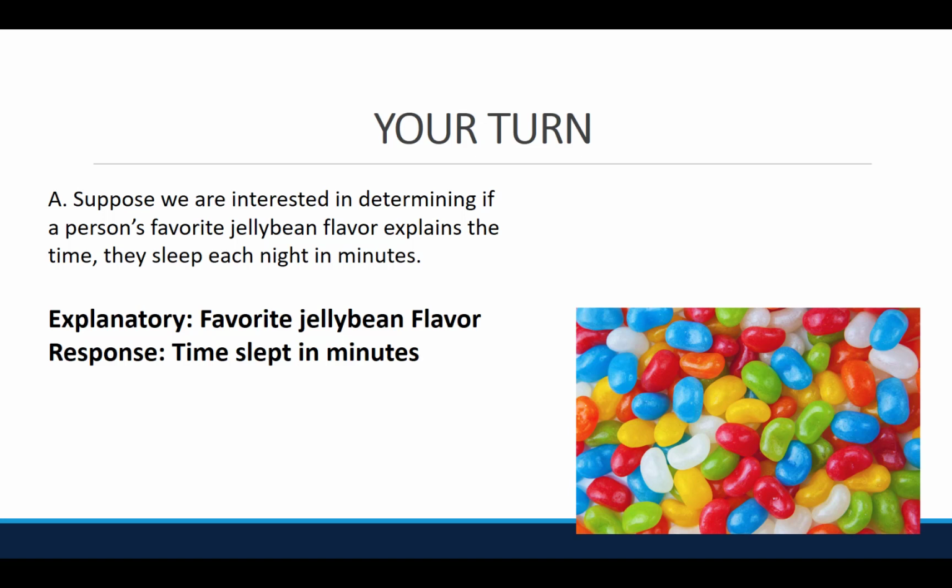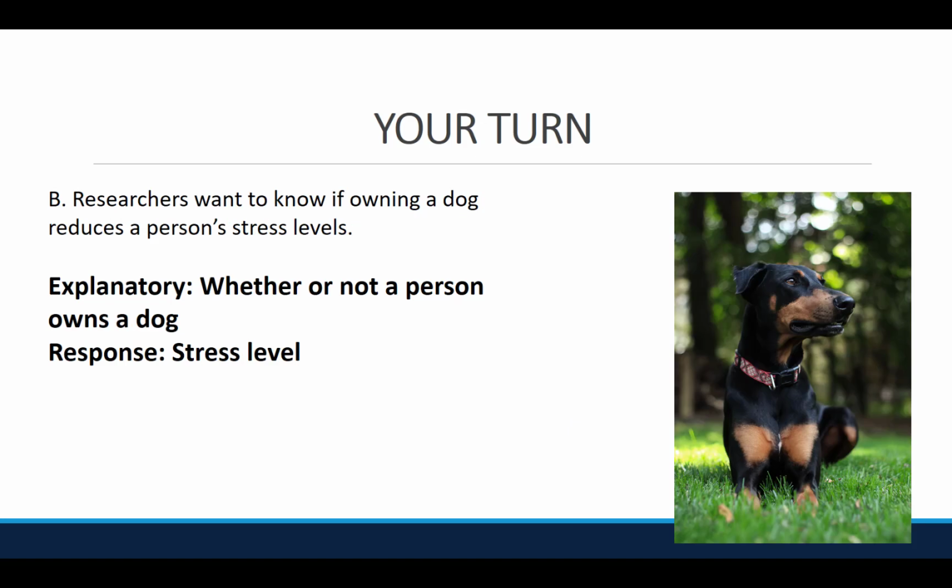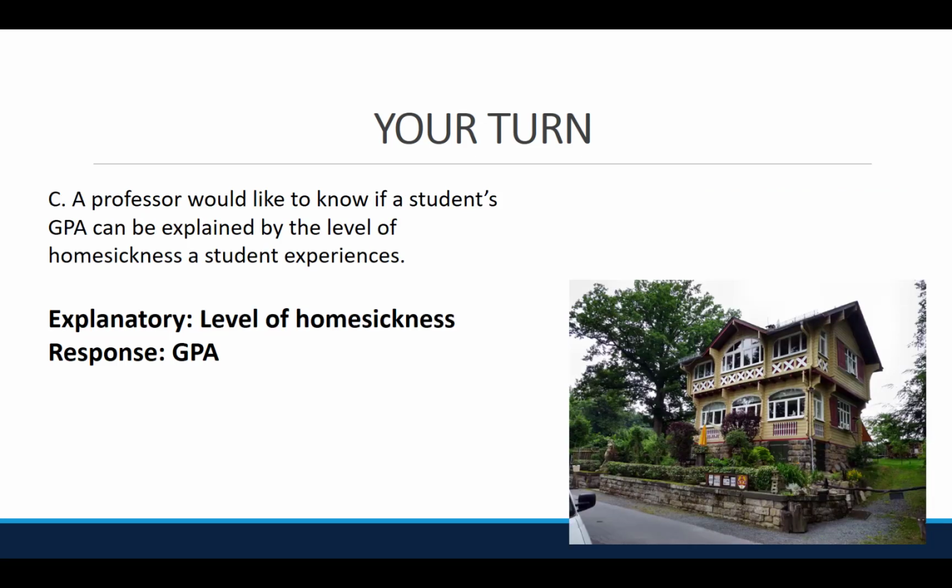Suppose we are interested in determining if a person's favorite jelly bean flavor explains the time they sleep each night in minutes. Here, the explanatory variable is favorite jelly bean flavor, and the response is time slept in minutes. Researchers want to know if owning a dog reduces a person's stress level. The explanatory here is whether or not a person owns a dog, and the response is stress level. A professor would like to know if a student's GPA can be explained by the level of homesickness a student experiences. Here, the explanatory is level of homesickness, and the response is GPA.